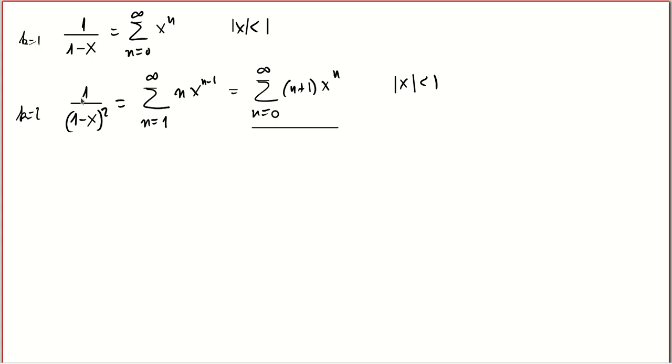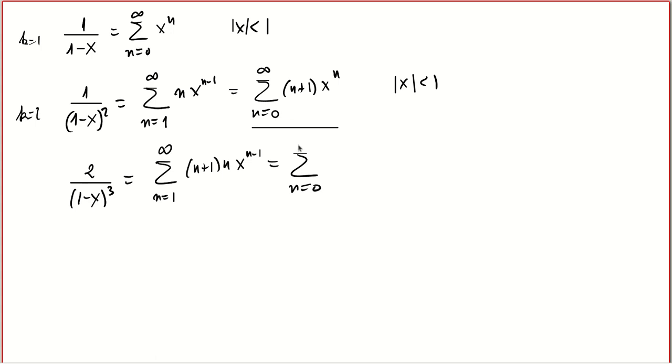We can take the derivative of this, and the derivative of this function is 2 over (1 minus x) cubed. And if you take a further derivative of this expansion, we have the sum. Again, n equal to 0 is a constant, so we begin at 1, and then we have (n+1) times n times x to the n minus 1. And shifting the indices, we have (n+2)(n+1) x to the n. Again, the radius of convergence is 1 because that is the radius of convergence of the previous series.